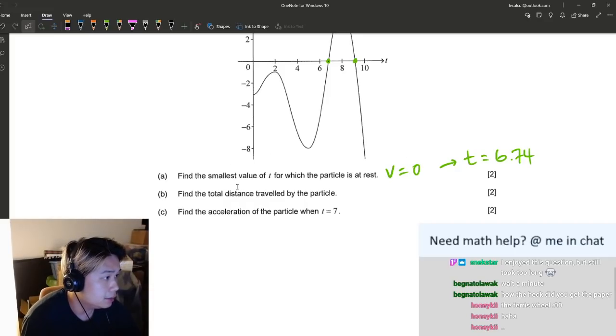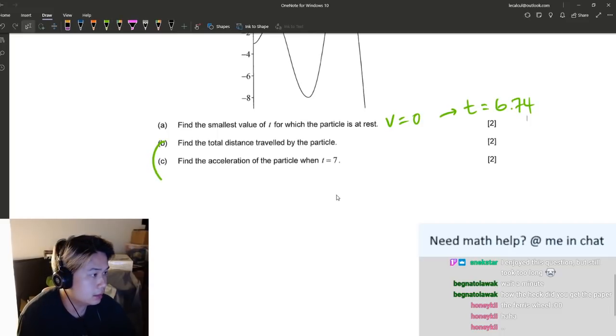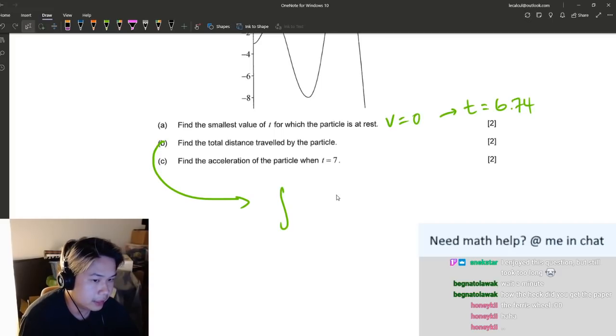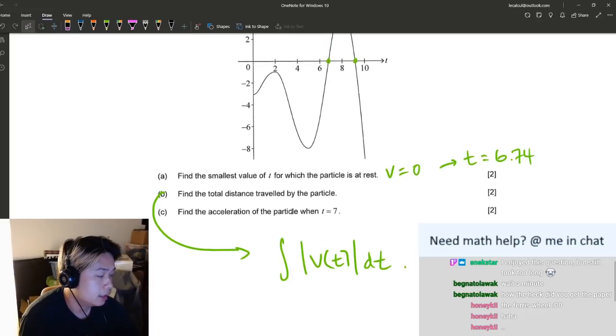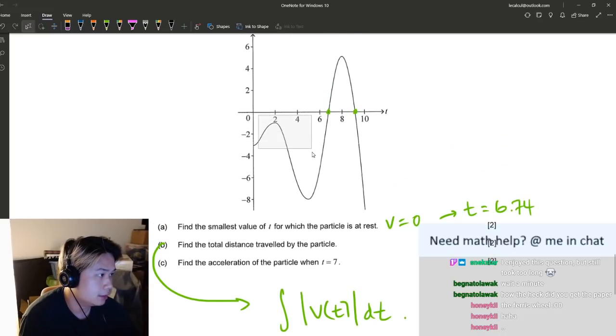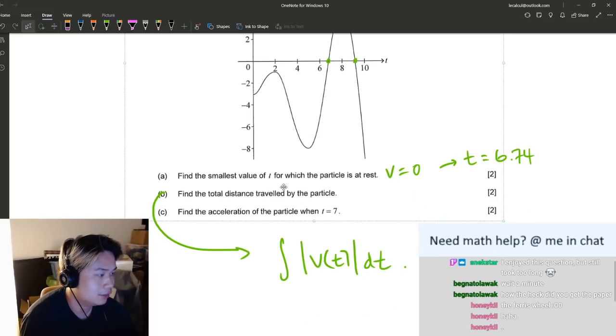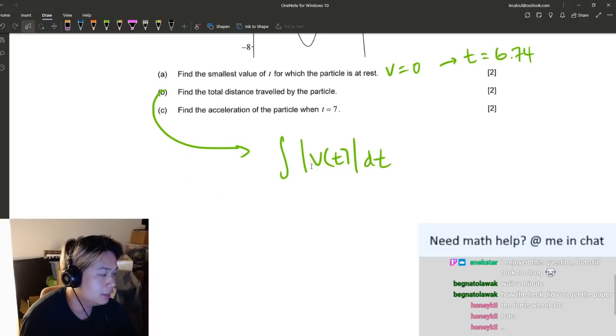Okay. Find the total distance traveled by the particle. So I've said this in a lot of my videos, but we are going to take the integral of the absolute value of the velocity. Otherwise, you're going to have to split this up into 3 sections. This section where the area is negative, this section where it's positive, and then this third section at the end where it's negative again. And then you need to make sure that the negatives and positives don't subtract because we're trying to find total distance traveled. But all of that can be mitigated by taking the integral of the absolute value.